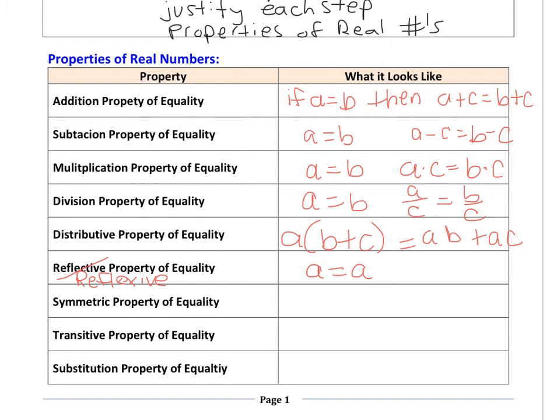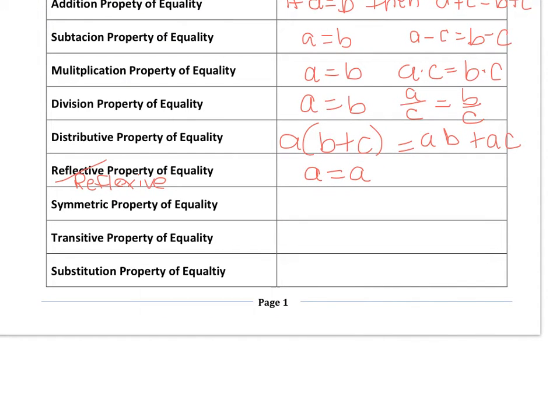Next, symmetric property of equality. Think of symmetry: if A equals B, then looking at that from a symmetrical point of view, B equals A. That's kind of a symmetry.